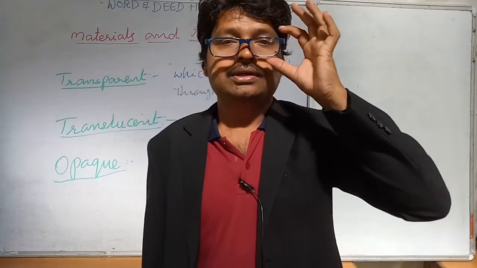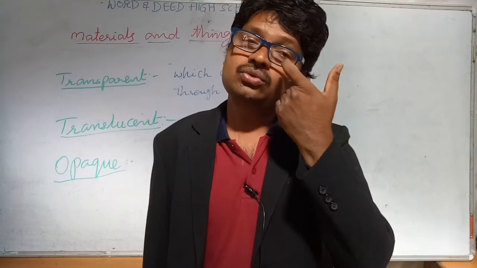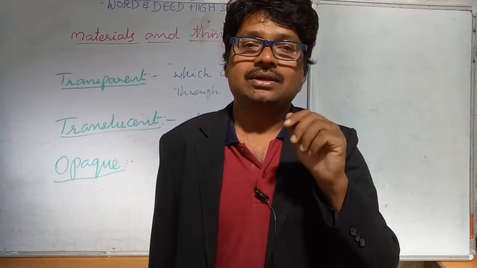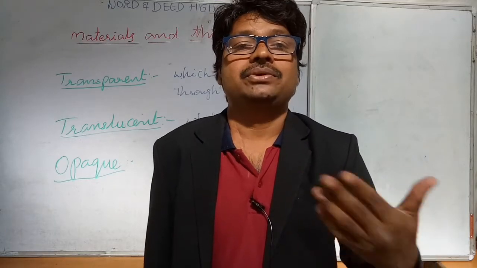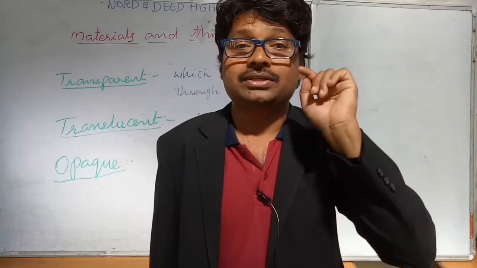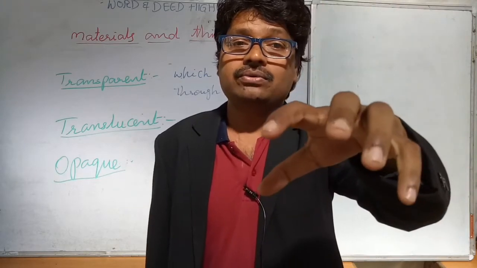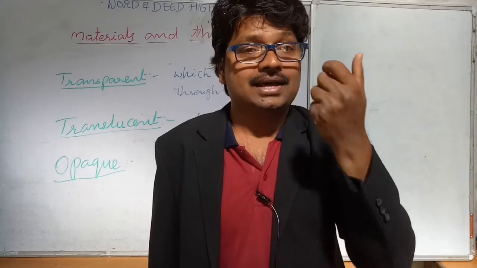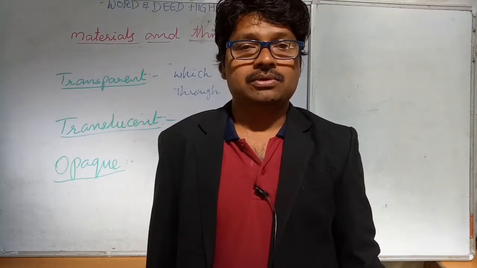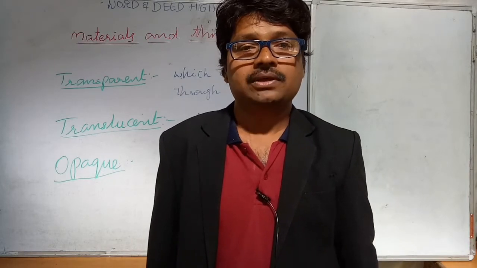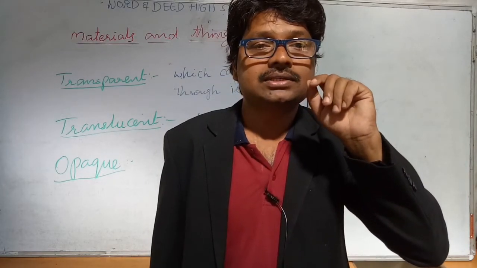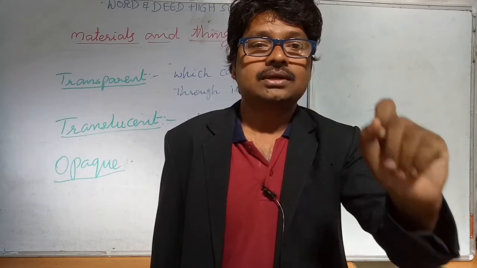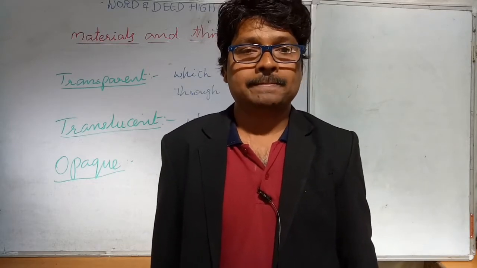Transparent: I'm able to see you through the material. What is this material? Glass. So how can I see you through it? Because the light can pass through it. The light falls on you, is reflected, and passes through the glass to my eye. Then I'll be able to see you clearly. So what kind of material is used to make this? Transparent. Okay?